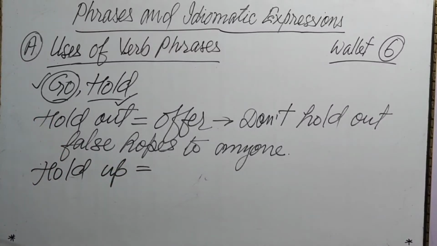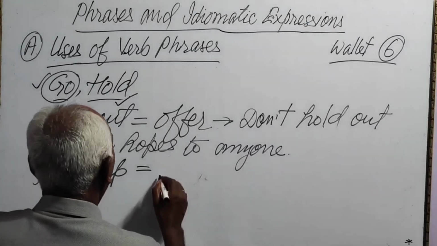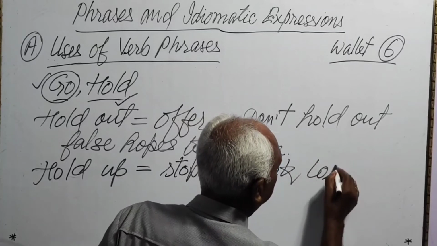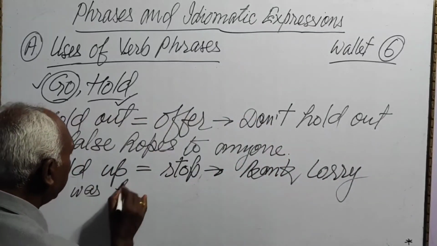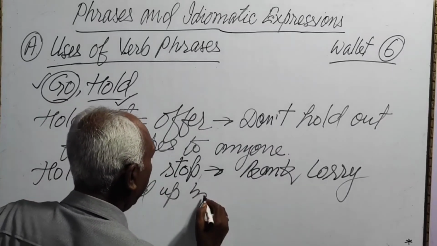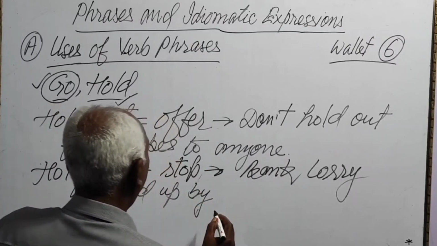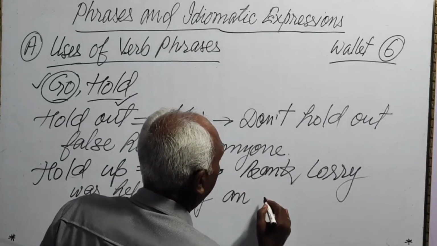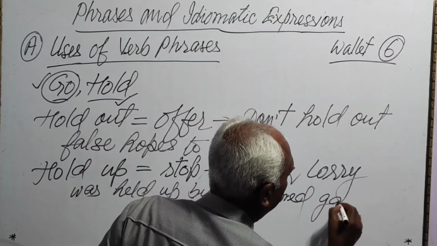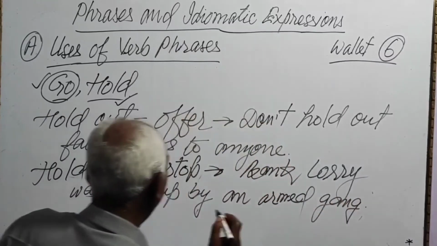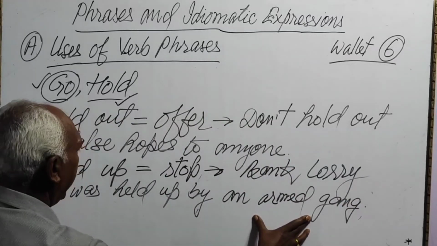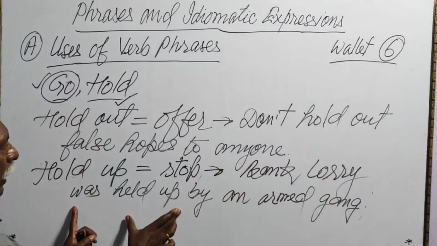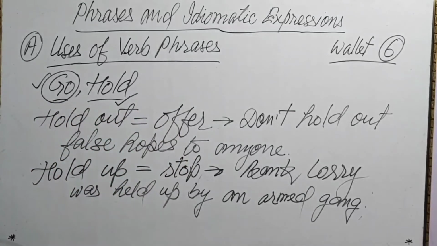Hold up. Next phrasal verb, that is hold up: stop, रुक जाना, ठहर जाना. So use: The bank lorry. Lorry means गाड़ी. The bank lorry was held up by an armed gang, सशस्त्र गैंग द्वारा. Held up, रोक दिया गया. बैंक लॉरी रुपया पैसा भरा गया था, तो bank lorry was held up, रोक दिया गया by an armed gang, सशस्त्र गैंग द्वारा रोक दिया गया.